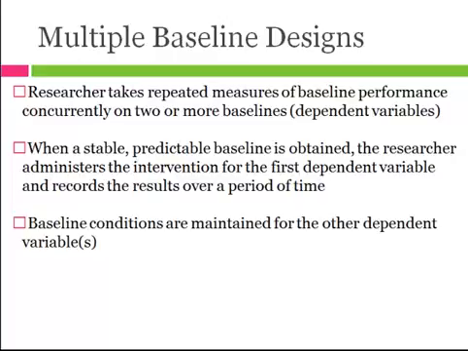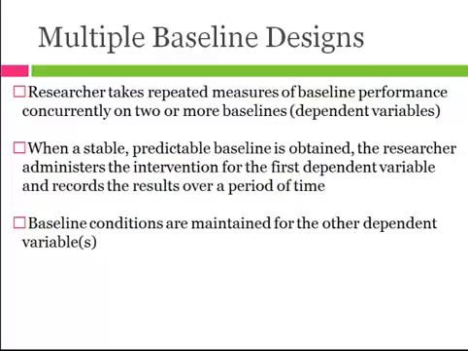Once a stable, predictable baseline is obtained, and so we want to make sure that, if we're talking about using your communication device to request, say, we want to show that the child isn't already doing this. So we shouldn't see a lot of requests with the device at baseline so that we can show some improvement. Once that predictable baseline is obtained, so that could be 3 data points or more until you see more of a flat kind of trend in the data.